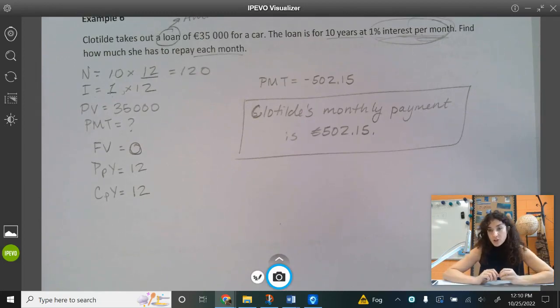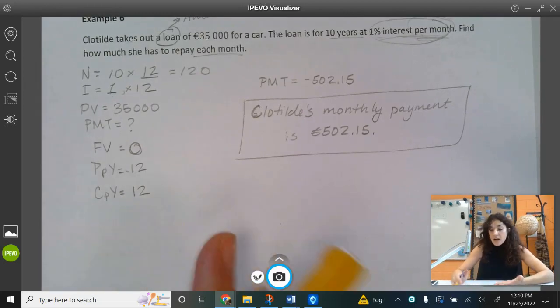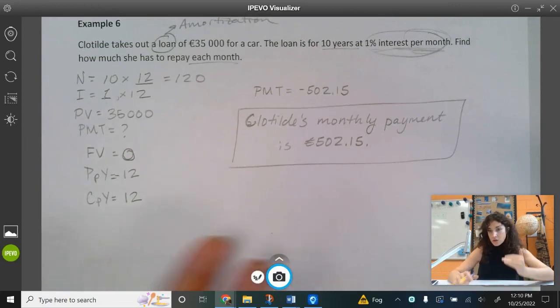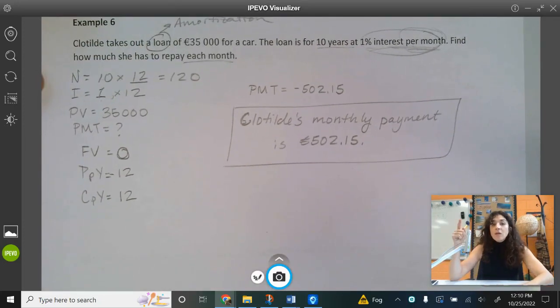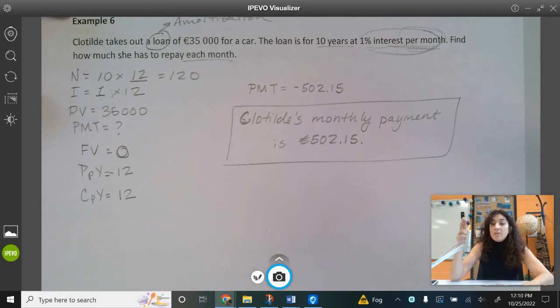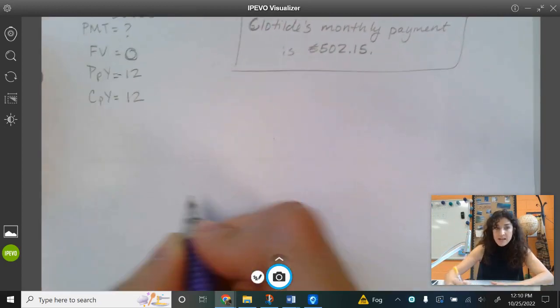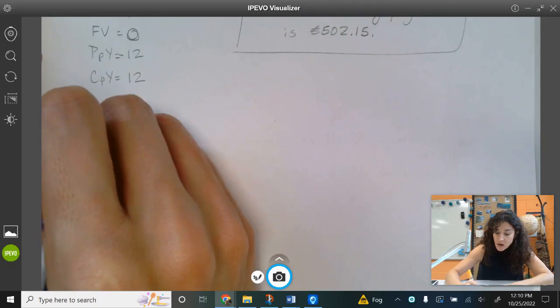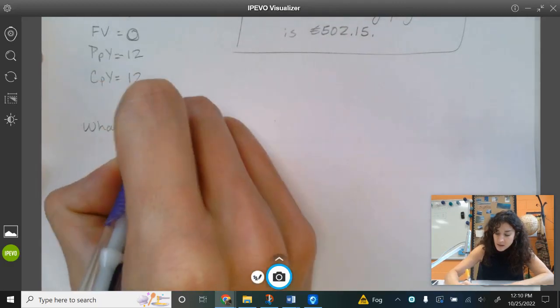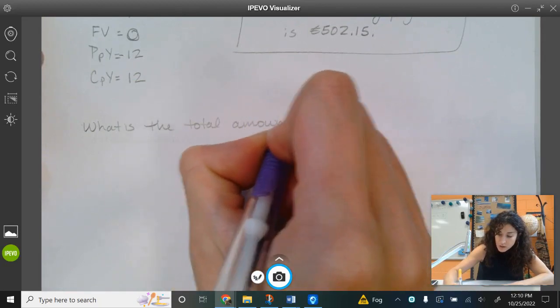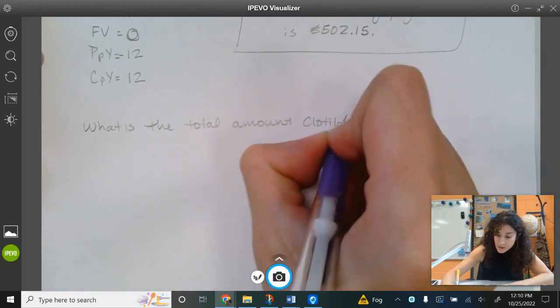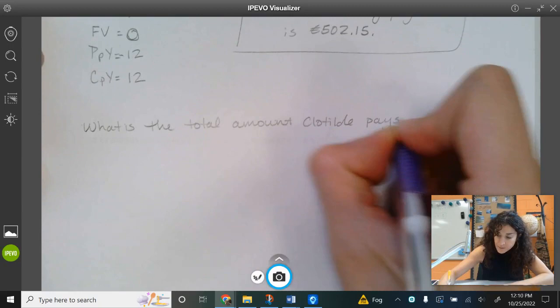Now, we have a couple of questions that build off of this, right? These are not IB level questions. These are just getting you used to using the finance solver. And so what if I were to ask you then the total amount that Clotilde pays back? So you haven't been asked this, but what if I asked, what is the total amount Clotilde pays back?